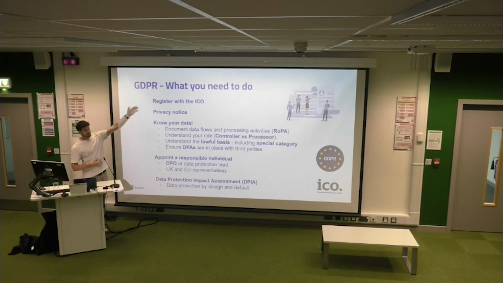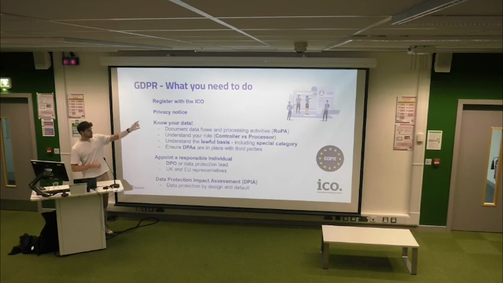Firstly, everyone needs to register with the ICO, and this is done online. Then, as a starting point regarding transparency, you should have a privacy notice, which should be published on your website or in your app. This outlines essentially to the data subject what data you're collecting, why, what the purpose is, what the lawful basis is, and what the rights of the data subject are.